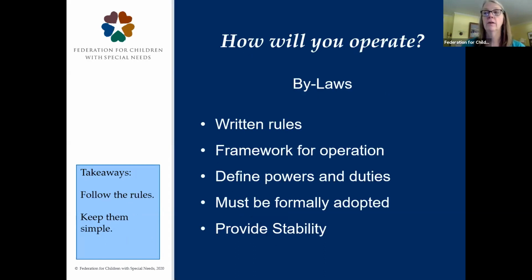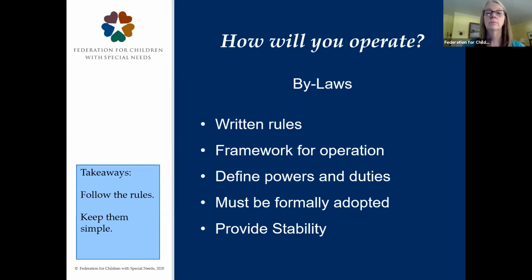How will you operate? Those are those bylaws we've been talking about. They're really just written rules. It's really a framework for how the SEPAC should operate. It might have some specific details as to who the officers are, when you would meet, how you would control elections. It's going to define the powers and duties of not only the officers, but maybe subcommittees under the SEPAC, and how often they would meet and what their specifics are.